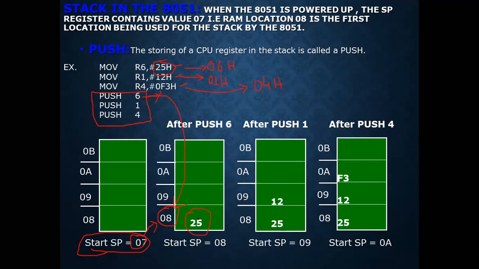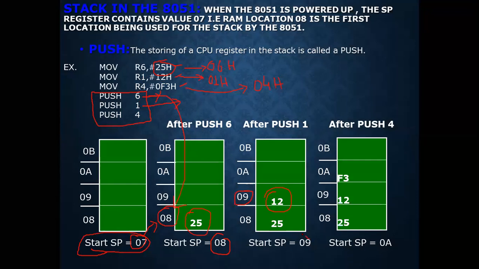Now the stack pointer is 08H. When executing this push 1 instruction, the stack pointer is incremented by 1, that is 09H, and the address is 01H. Inside this address, what is there? R1 register. R1 register contains 12H. So this 12H is copied into this 09 memory location.